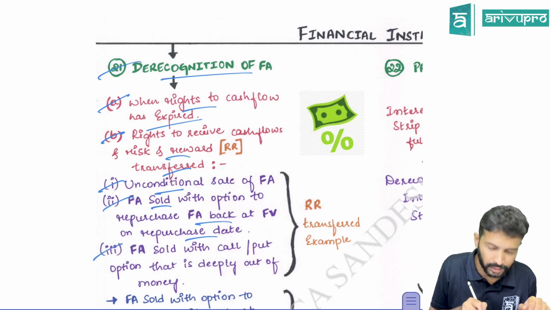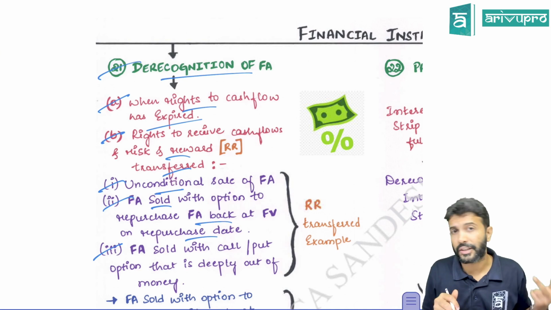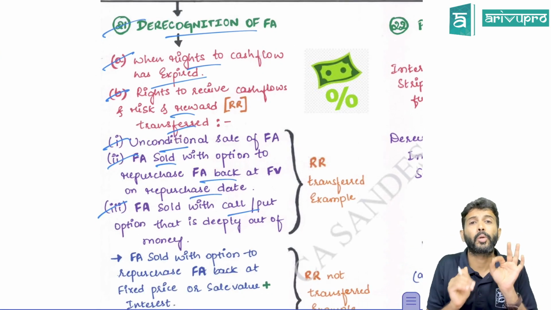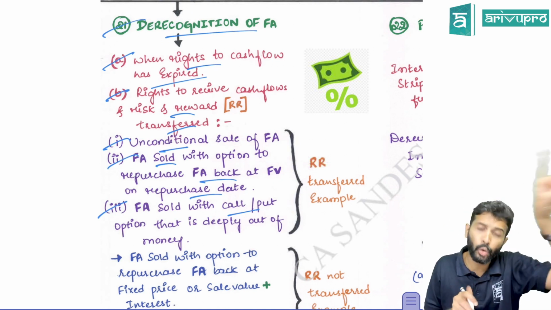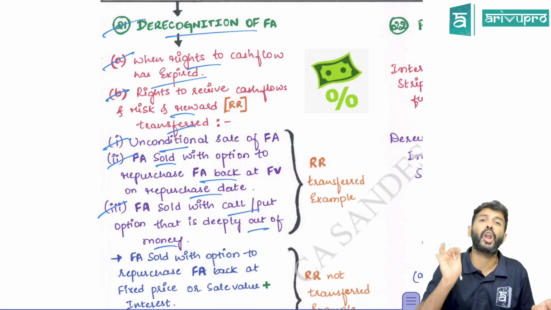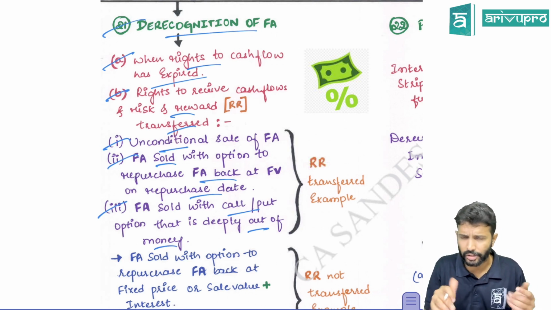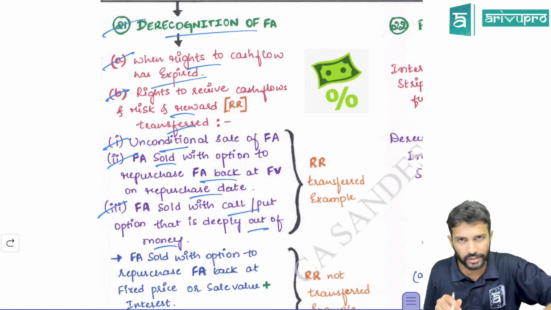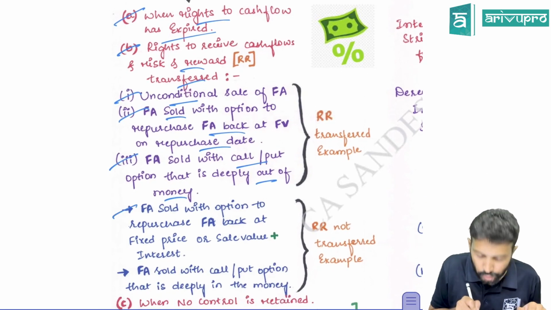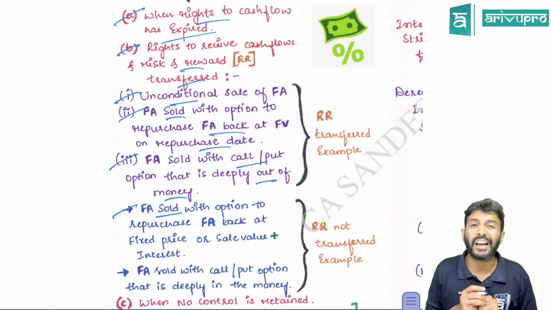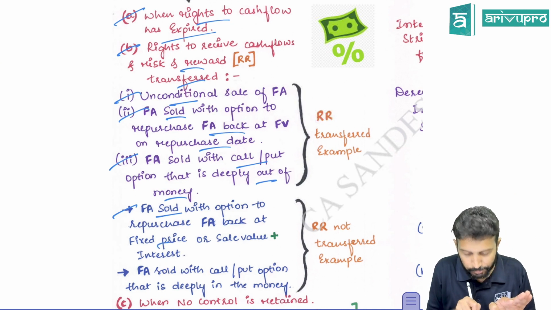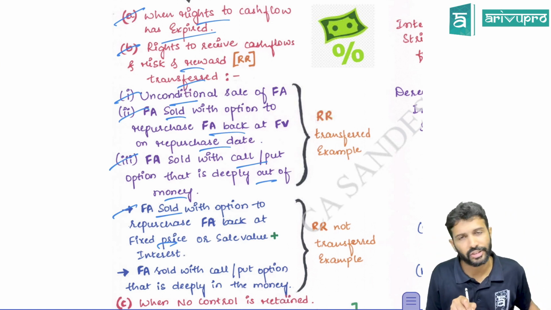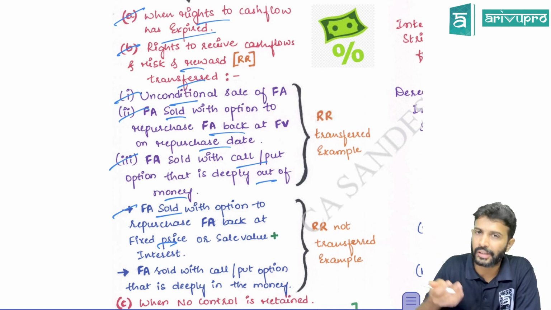Or the other choice: you have sold a financial asset with a call or put option. Then you can derecognize the financial asset provided that the call or put option is deeply out of the money, meaning for the person exercising it, it would be a loss. If it's a loss, he will not exercise. So this call or put option should lapse. Only in that circumstance can you derecognize the financial asset. However, if you have sold a financial asset with a repurchase price, but that repurchase price is already fixed, or it is sale price plus interest, or sale value plus lender's return, in that case you cannot do the derecognition of the financial asset.